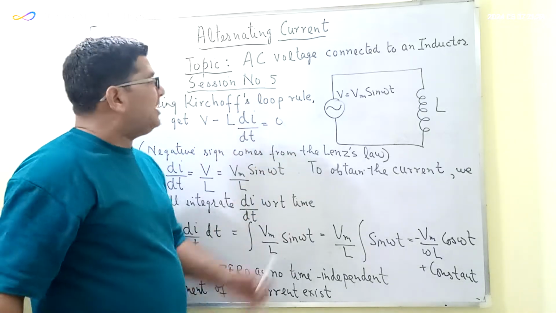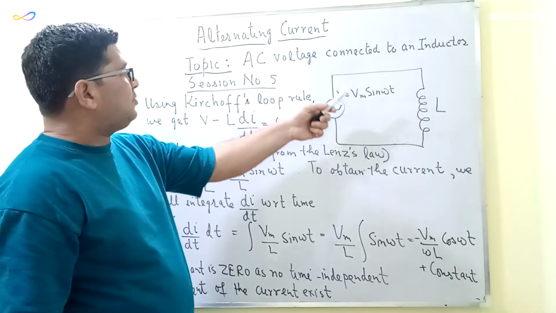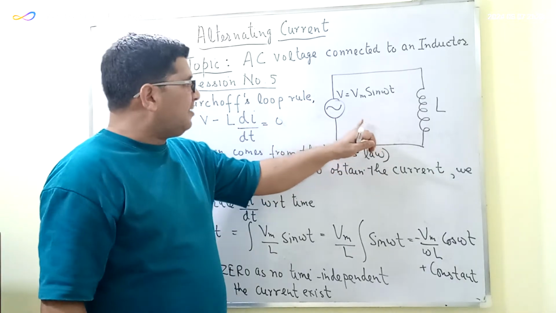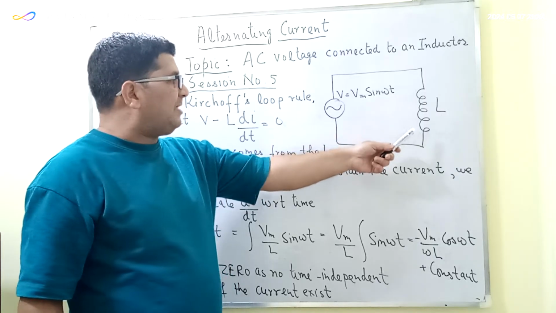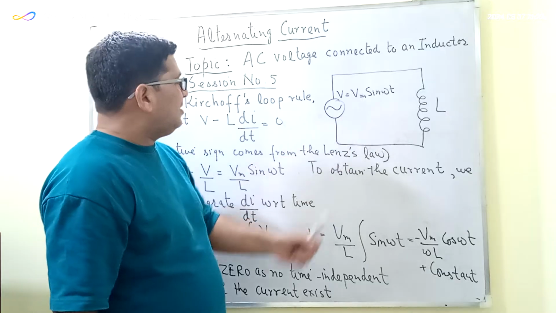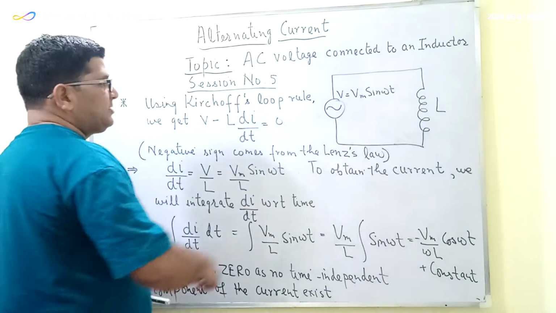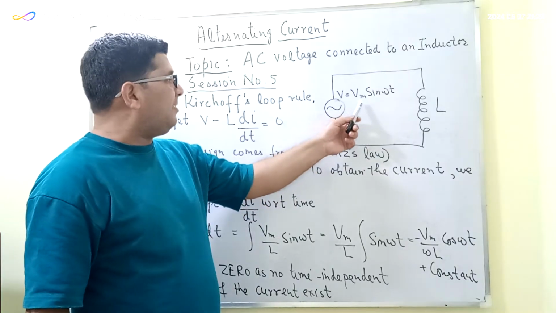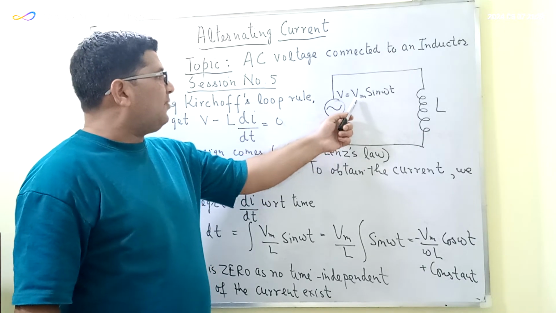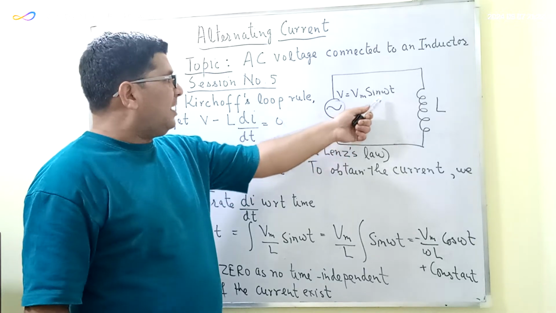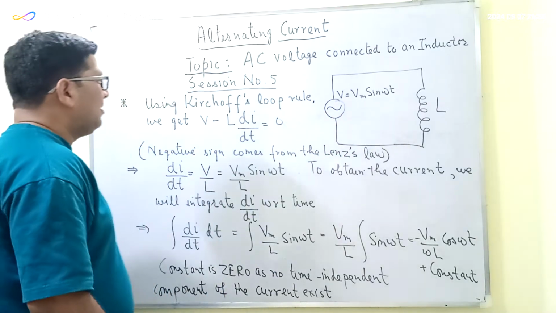The topic is AC voltage connected to an inductor, and here I have drawn one simple diagram in which one inductor of self-inductance L is connected to an AC source. The voltage across this AC source is given by V = Vm sin ωt, where Vm is the amplitude of the oscillating potential difference and ω is the angular frequency.